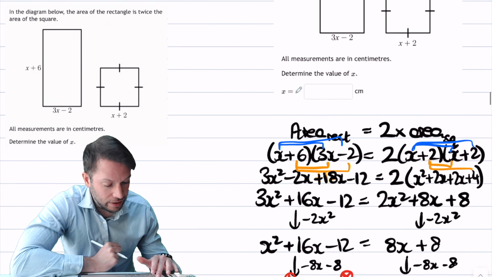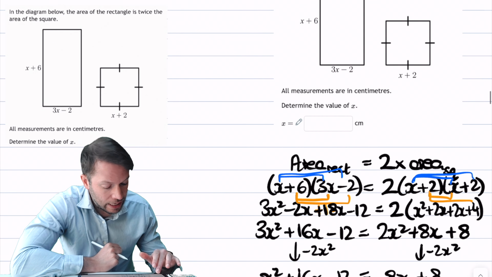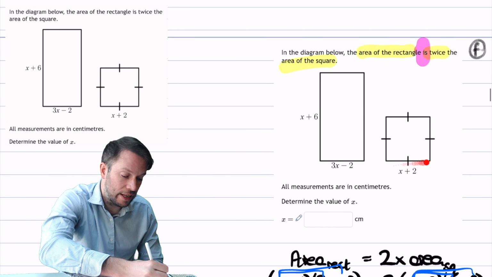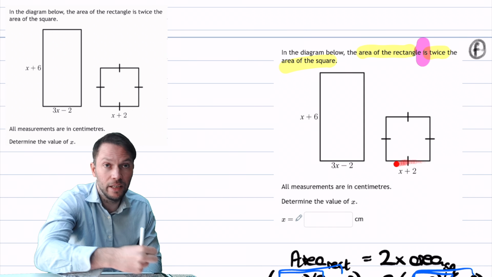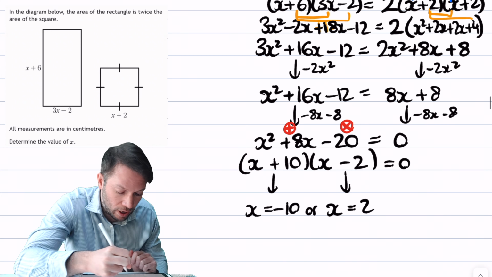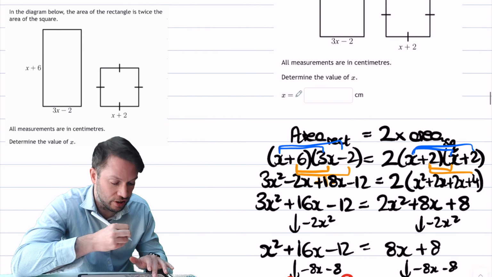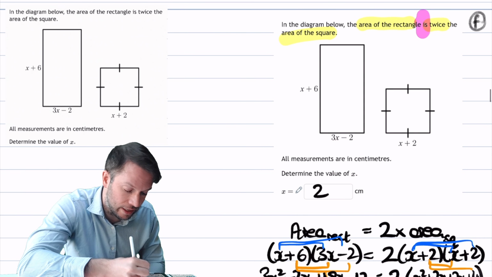Now, which is it? Determine the value of x. Now, x can't be the minus 10, because if it was, then this side length would be minus 10 plus 2, which is minus 8. And you can't have negative lengths. So I'm going to reject that solution by putting a cross through it. And so therefore, x is 2 is the only solution. That is the final answer.